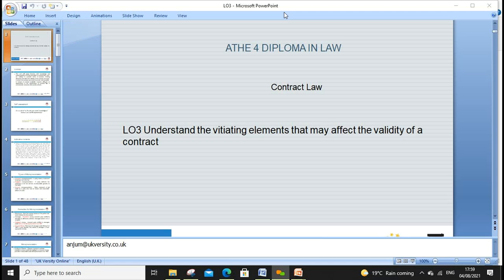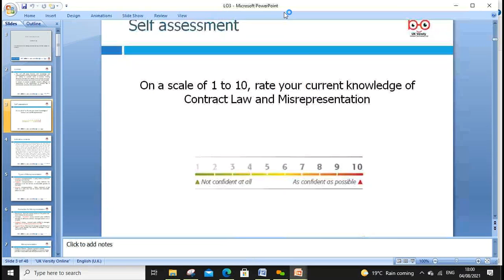So LO3 is about understanding the elements that affect the validity of the contract, and which elements can terminate the contract. Those are crucial to know from a contract management point of view. In a business, we have to deal with various sorts of contract. So we'll check how much we know about contract law or misrepresentation.